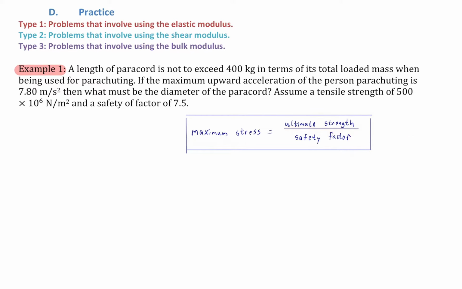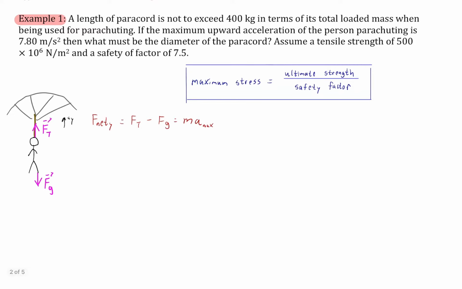Here's the picture. We want to consider a free body diagram to make sure we understand what it means to have the upward acceleration. So we define positive y as upwards. The tension force exerted by the parachute once it's opened on the person we'll call Ft, and then obviously gravity is also exerting a force on the person. So then we have our sum of forces: tension minus gravity equals ma.